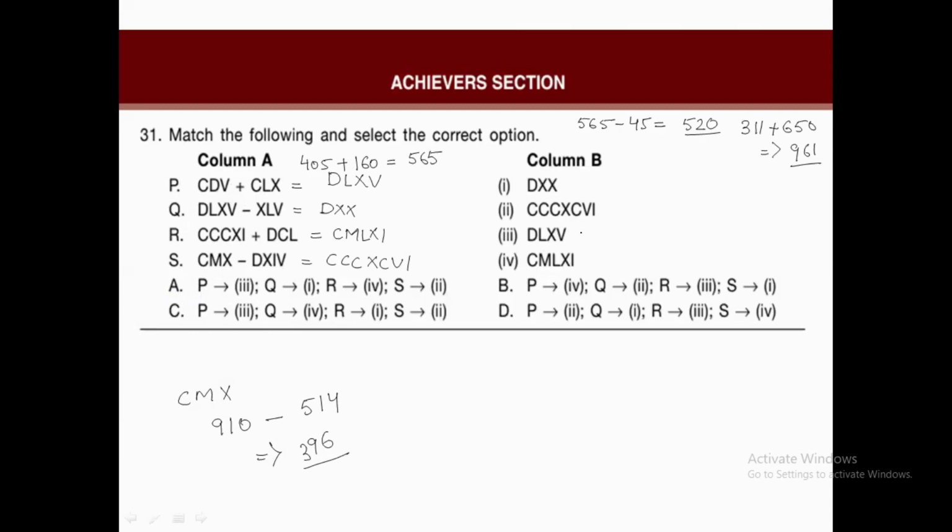Okay, now the correct answer for P should be what? The correct answer of P should be this one. The correct answer of Q should be this one. The correct answer of R should be this one. And S should be this one. So P means third, Q means first, R means fourth, and S means second. That should be our correct sequence: third, first, fourth, second. Matching this against the options, no, this is wrong. No, this is also wrong.